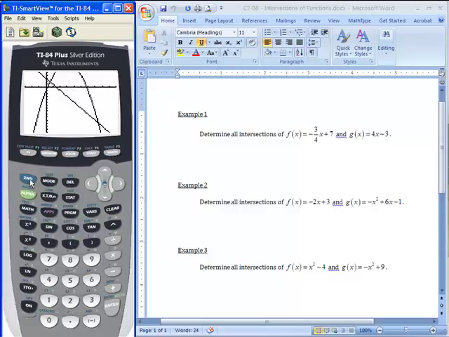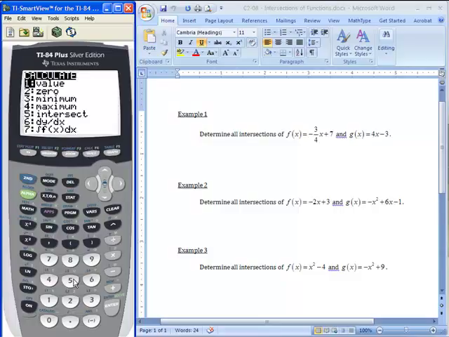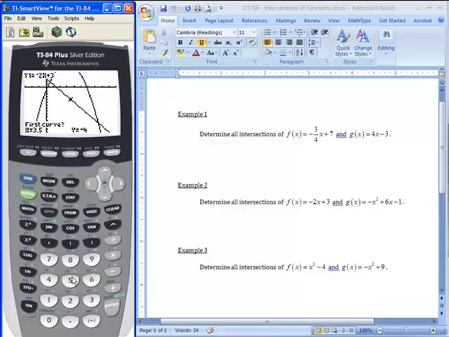So let's press second and the trace key to get into the calc menu. Choose option number 5, intersect. And I'm going to go for the left-hand intersection. So I'm going to start cursoring back up in that direction to remind myself where I'm at, even before I answer any of the calculator's questions. And I'm just about there at the intersection.